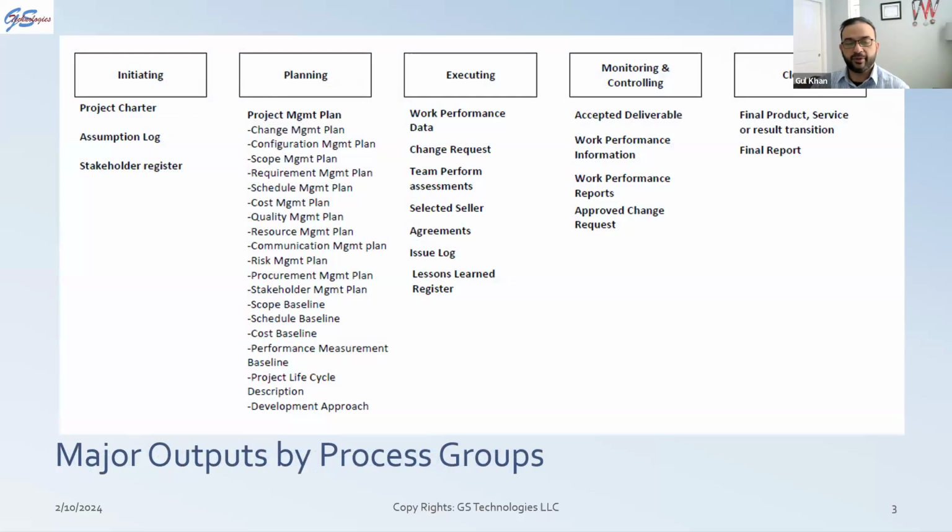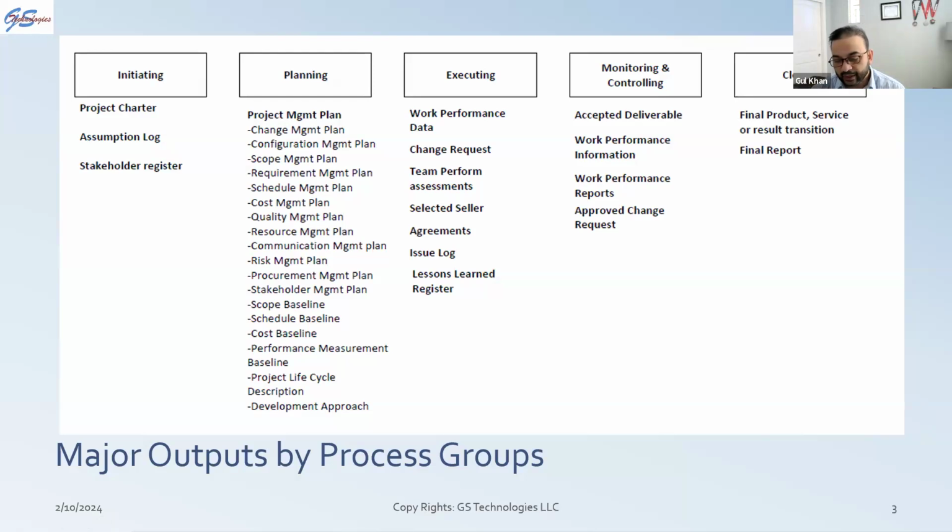So these are the major outputs by process groups. If you remember, we discussed these process groups and we said each one of those process groups has outputs. For example, project initiation, what are the outputs over there? We have an assumption log, stakeholder register, project charter. Planning has the biggest list of all the outputs that we have. I call them not just outputs, but also artifacts. We will cover what artifacts are.